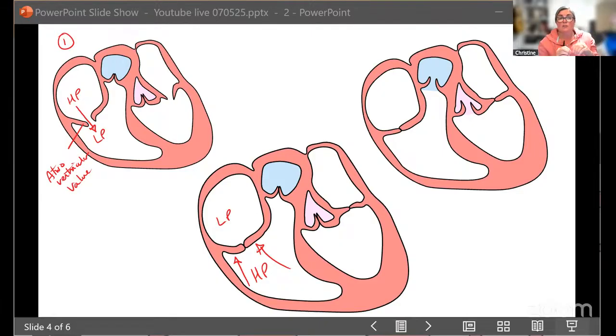Our atrioventricular valve is going to be open when the pressure in the atria is greater than the pressure in the ventricle. The atrioventricular valve is going to be closed when the pressure in the ventricle is greater than in the atrium. Oh, I keep saying aorta, the atrium.